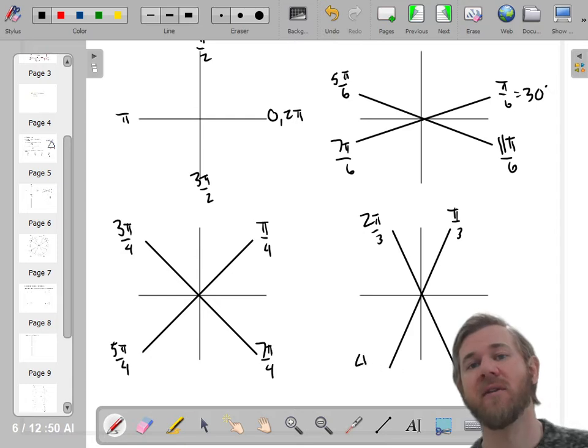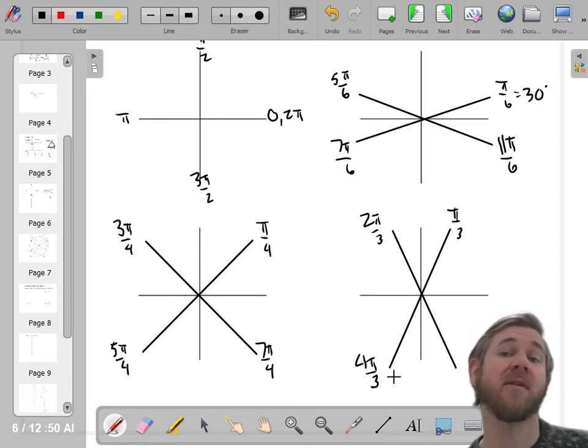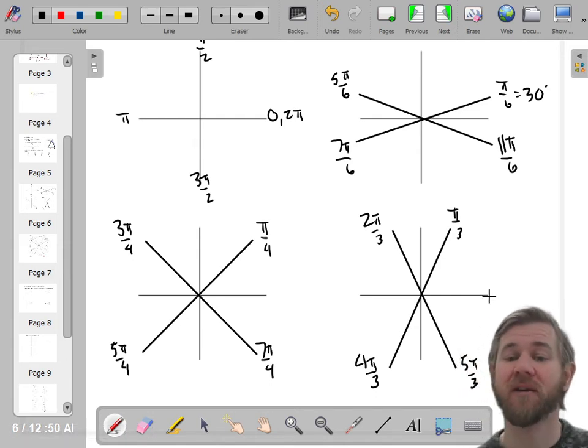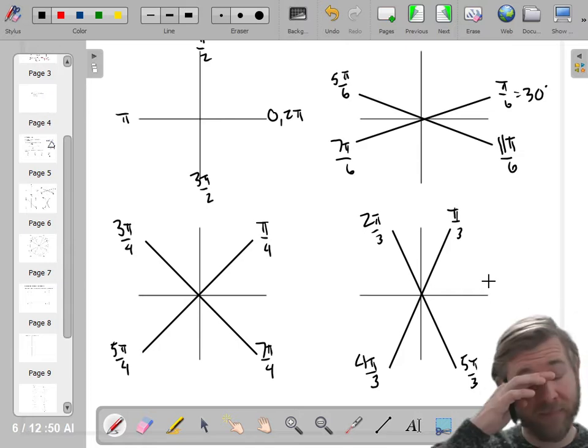Add 60 more, you're at 4 pi over 3. So that's 240. Add 60 more, you're at 300. That's 5 pi over 3. And then again, this would be 6 pi over 3. 6 pi over 3 is 2 pi.